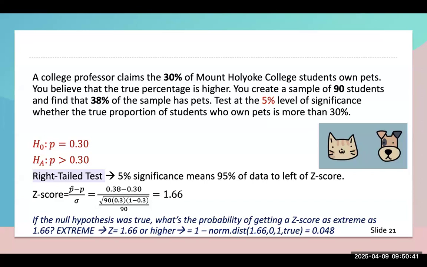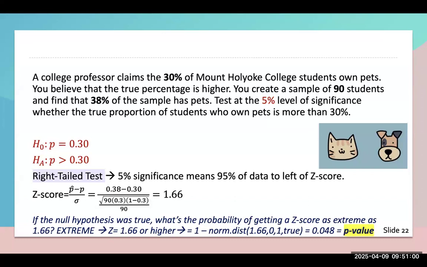And if you do that, you'll get 0.048, which kind of makes sense because we said that 1.65 corresponded to 5% to the right, and 1.66 is just a little bit above it, which means there's a little bit less area to the right, and the area is about 4.8%.